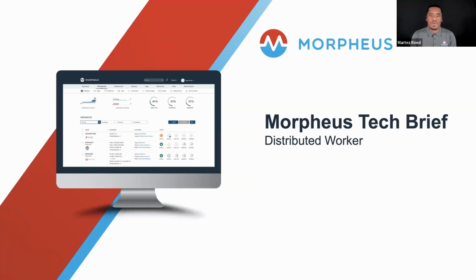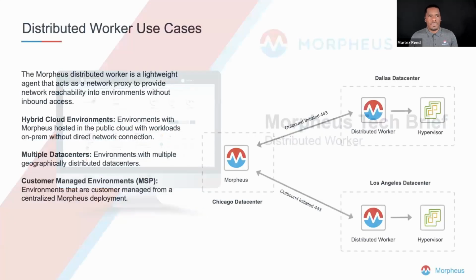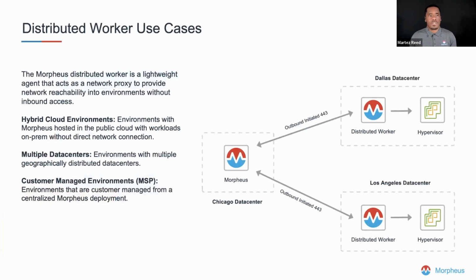In this tech brief, we're going to walk through the distributed worker. So what is the distributed worker? The Morpheus distributed worker is a lightweight agent that acts effectively as a network proxy to provide reachability into environments that do not have inbound access.